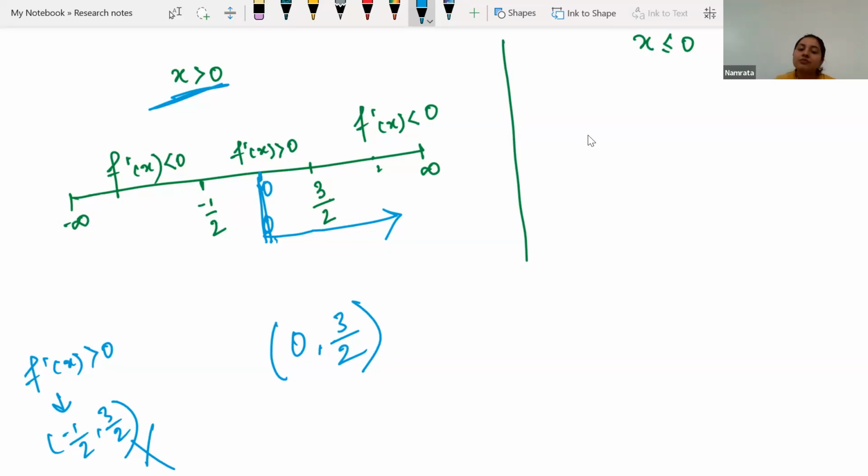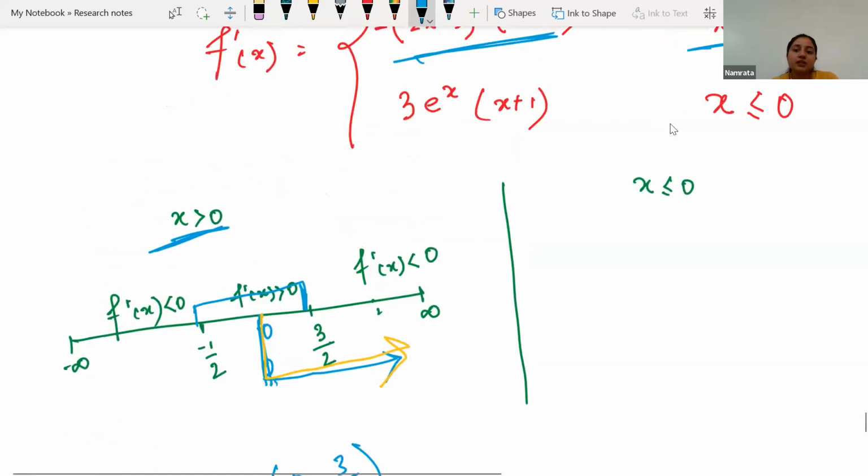So this is the interval we have got from here. f dash x greater than 0 in this range. And x is greater than 0 means this is the range. Now the common one we will be taking. So from here we are getting 0 to 3 by 2 as an interval.